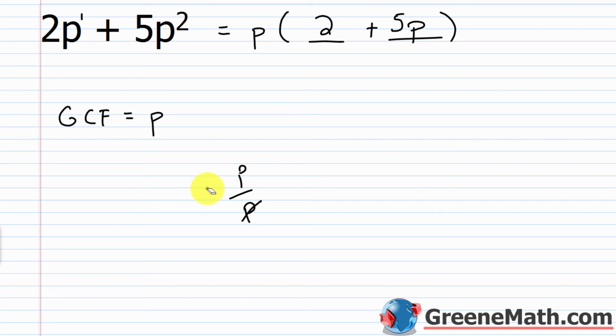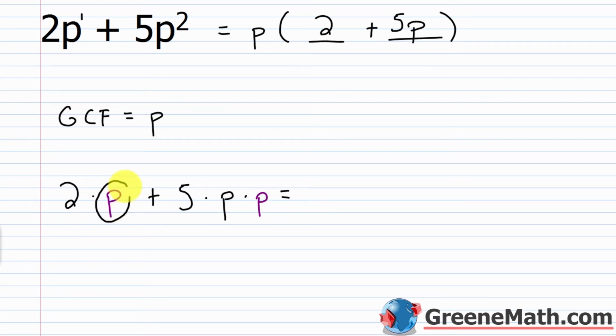And then the other way, again, if you're more comfortable doing it this way, you could also say, okay, well, I have 2 times p. I'm going to write this in a different color. And then plus, I have 5 times p times p. So then it makes it completely obvious that I'm going to pull this out in each case, place it outside the parentheses, and then what's left?